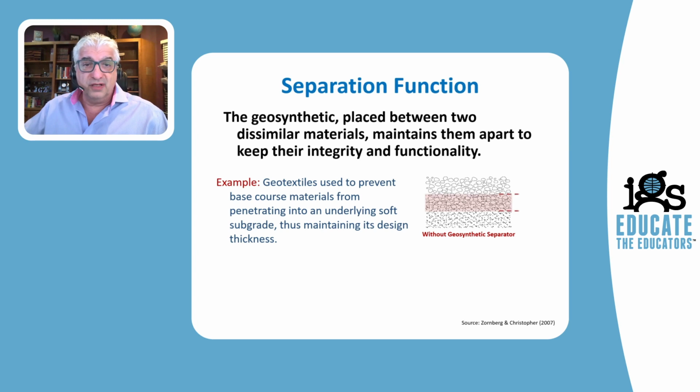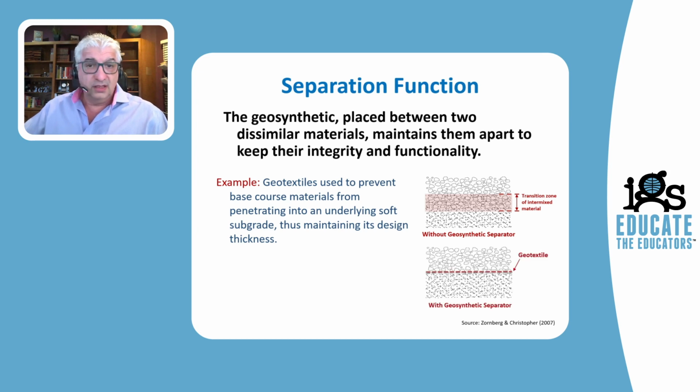So here we have that this area is a transition zone of intermixed material, and over time we have been losing the thickness of the gravel for which this road was designed. The solution is very simple. Let's place a geotextile separator. It's one of the most cost-effective geosynthetics, and by maintaining this separation between gravel and the soft subgrade, we are maintaining the integrity of the gravel.